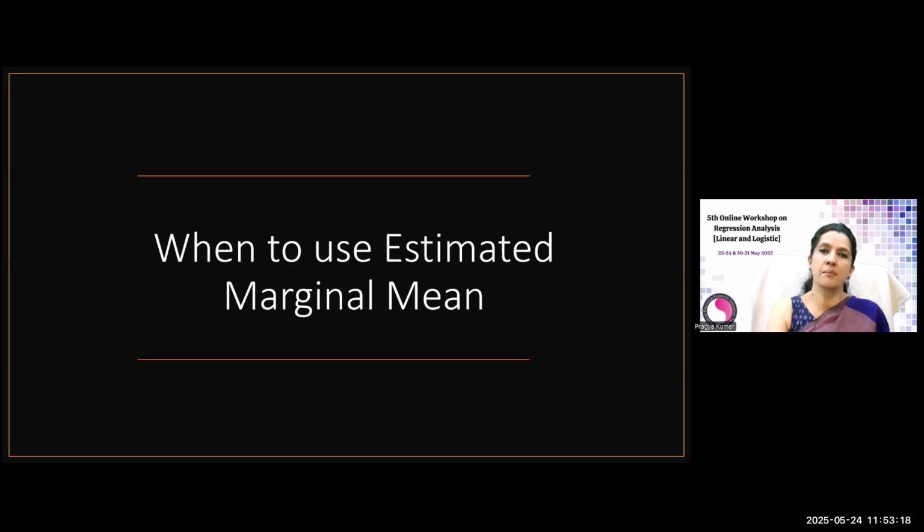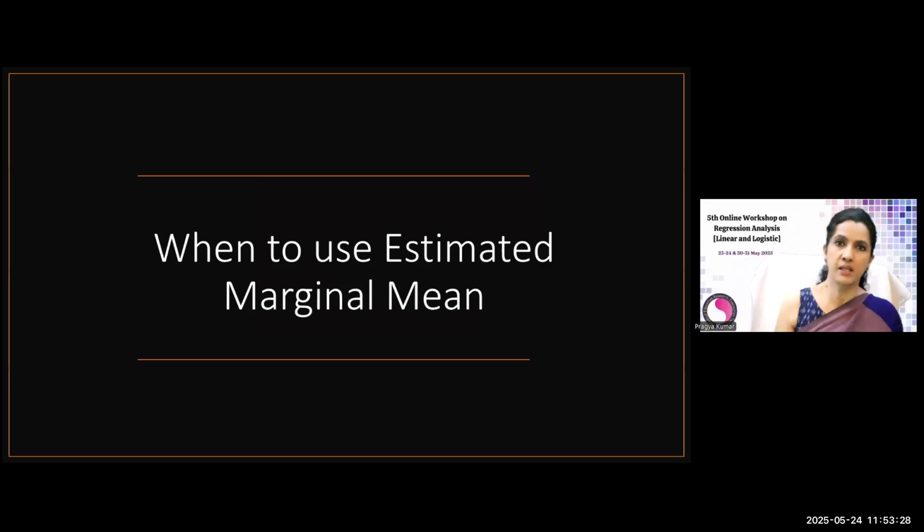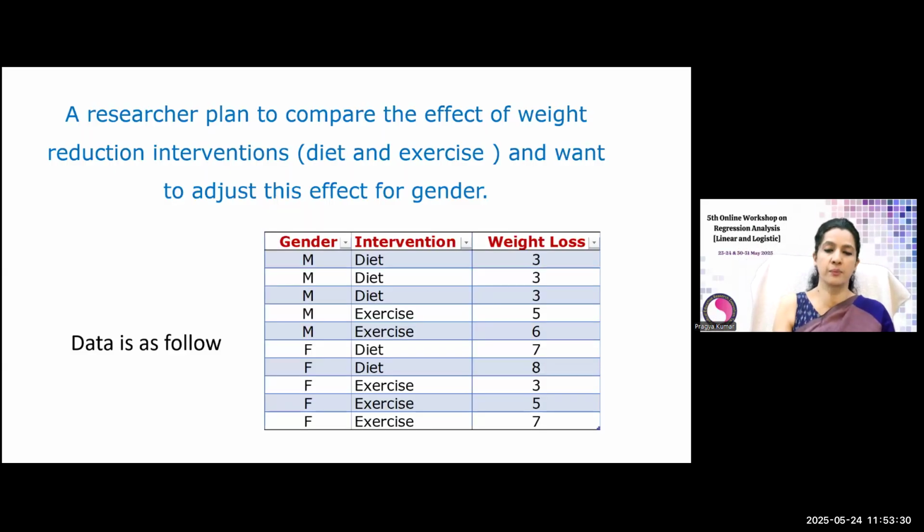So estimated marginal mean, you can call it an adjusted mean, because till now you have seen the adjusted coefficient. But what is the estimated marginal mean, how do you report it and when do you report it? So suppose this is one example. This is a data set of 10 people, 10 male and 10 female.